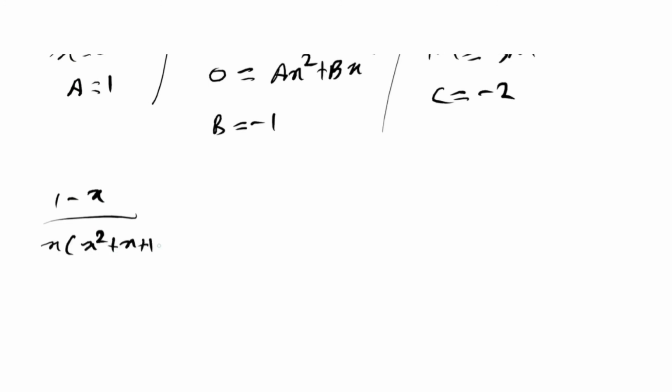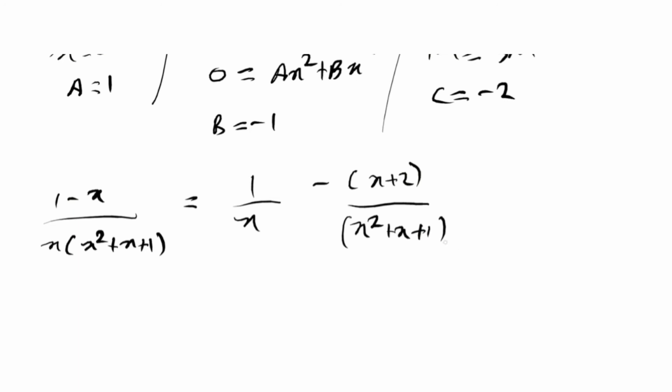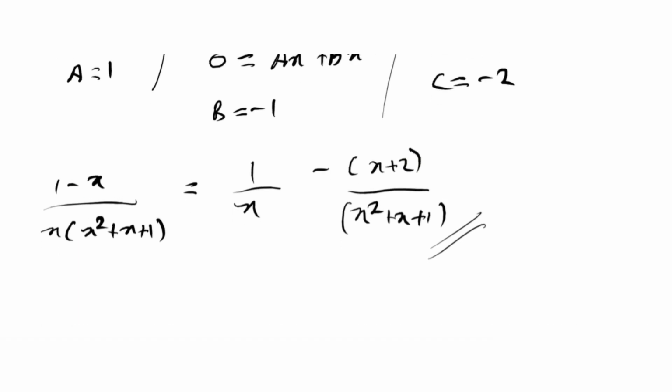Which would leave us the final answer as 1 over x minus x plus 2 over x squared plus x plus 1. This will be the final answer. Okay, that's enough for it. That's enough for case 3.